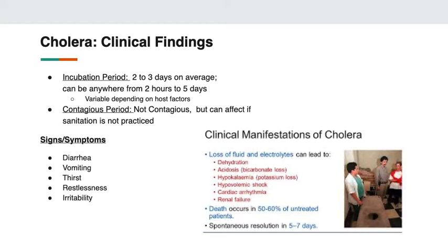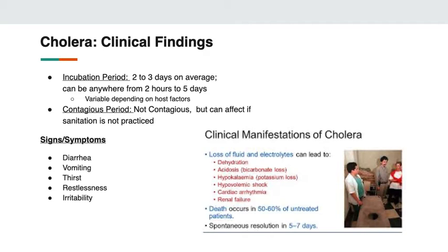What are some clinical findings that I have found? The incubation period is about 2 to 3 days on average, but can be anywhere from 2 to 5 days. It is also variable depending on the host factor. Each person who gets infected with cholera may be affected differently, and host to host will have different reactions. Contagious period: it is not contagious, but it can spread if sanitation is not practiced carefully.